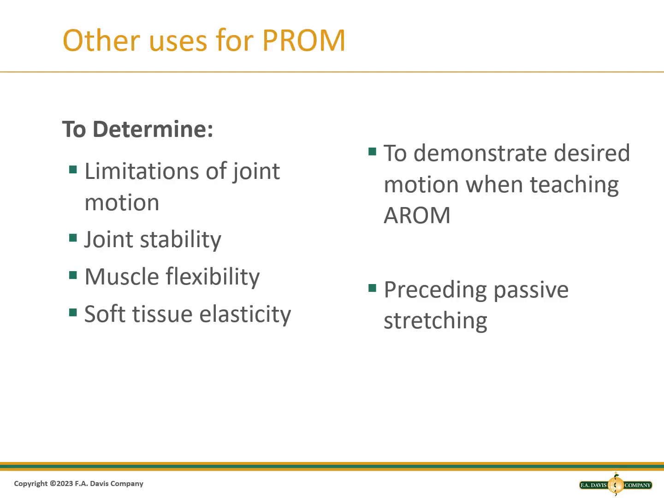process. Other uses for passive range of motion are going to be to determine the limitations of joint motion. So remember, when we assess end feel, we take somebody through the end of their passive range of motion and apply that slight overpressure to see what their end feel is, and that can give us information as to what is restricting the joint motion. We can have indications of joint stability, muscle flexibility, and soft tissue elasticity from passive range of motion. We can also utilize it to demonstrate the desired motion when we're trying to teach somebody active range of motion, and it can precede passive stretching to help relax the muscles.